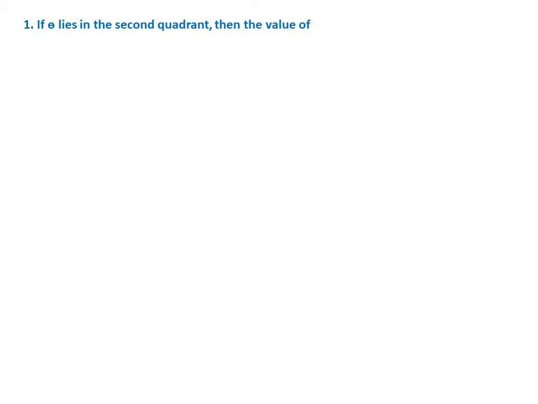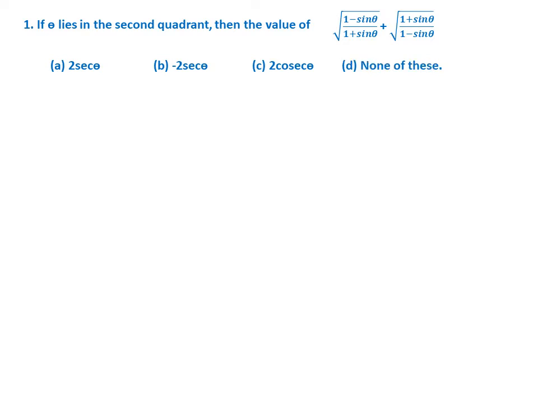First question: if theta lies in the second quadrant, then the value of square root of (1 minus sin theta) by (1 plus sin theta) plus square root of (1 plus sin theta) by (1 minus sin theta). So options are 2 secant theta, minus 2 secant theta, 2 cosecant theta, none of these.